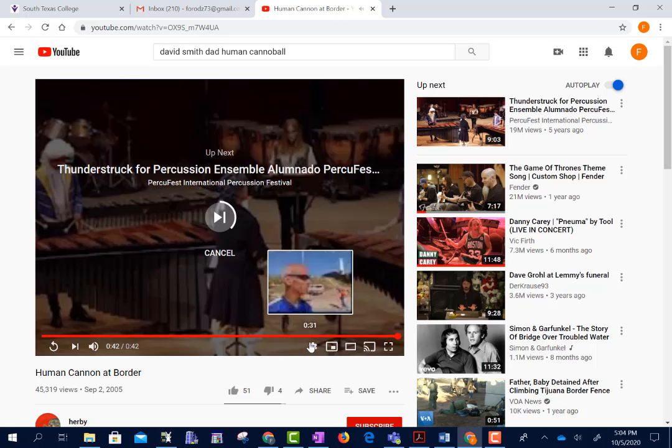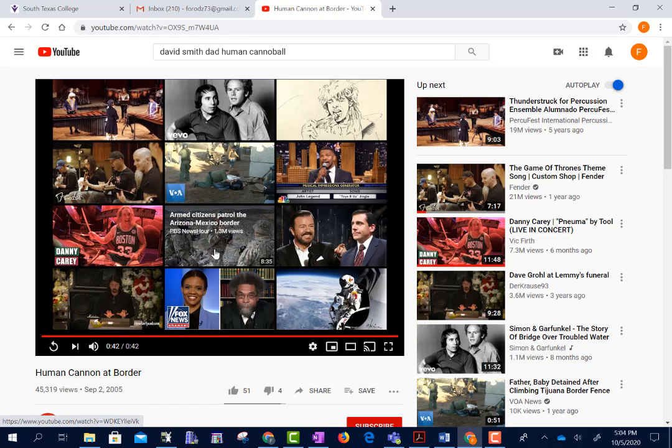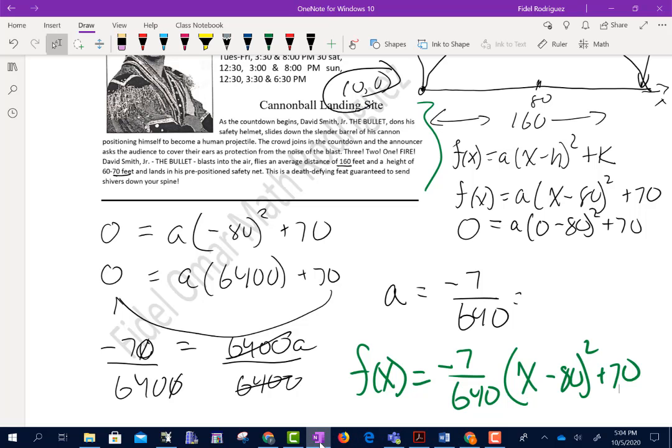All right, so anyway, that right there, guys, he was being shot across the border from San Diego, California into Tijuana, or vice versa. I don't remember exactly what it was. Anyway, that is 3.1.